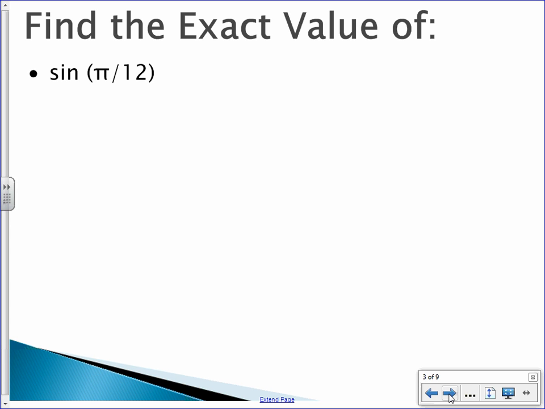exact value. Now, if you punch this into your calculator, the sine of pi over 12, you're going to get a number, but it's not going to be exact. Okay, it's going to be approximate. If it's a decimal, that's going to go on forever. So instead, let's think of two angles that either add or subtract to pi over 12. Angles that we know things about, like pi over 3 and pi over 4 and pi over 6.